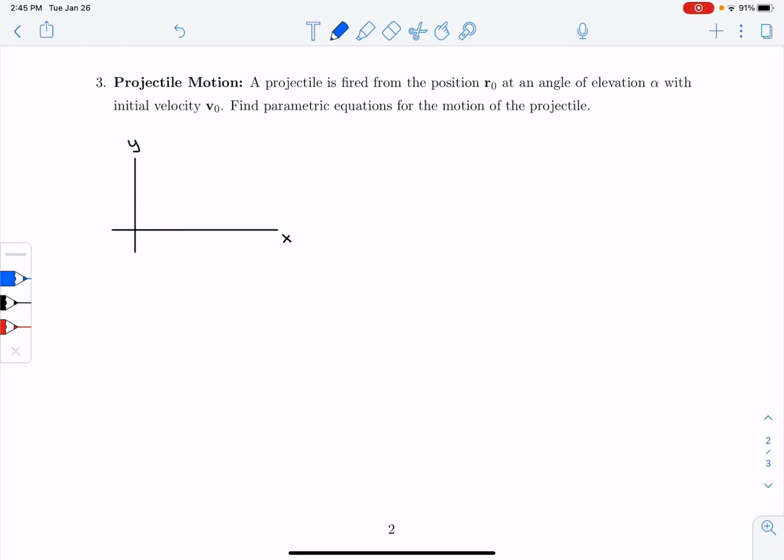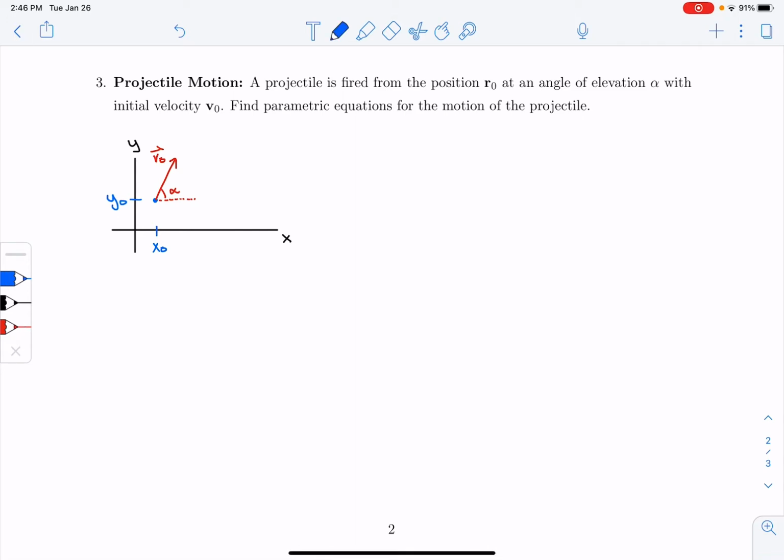So what we have is an object. That object is located at r0. We'll call that x0, y0. And then we're going to fire that projectile by giving it an initial velocity. We'll call that initial velocity v0. And the initial velocity has an angle of elevation, so an angle from the horizontal, that we call alpha.